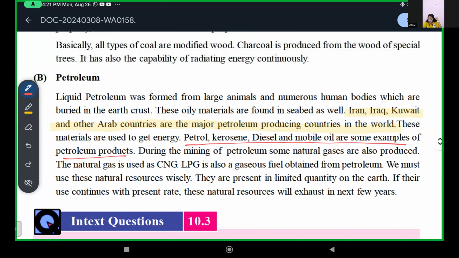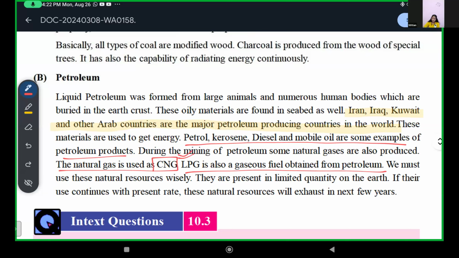During the mining of petroleum, some natural gases are also produced. Natural gas is used as CNG, compressed gas, in a compressed form. Then we have LPG, that is liquefied petroleum gas, which is also a gaseous fuel obtained from petroleum. This we use in our homes for cooking.